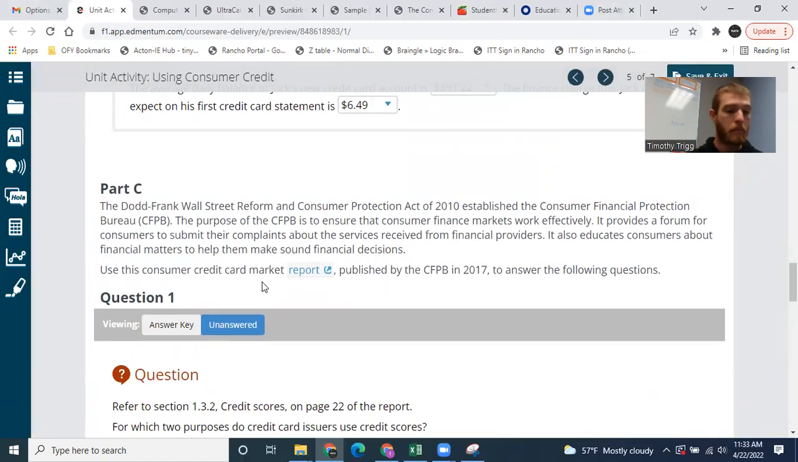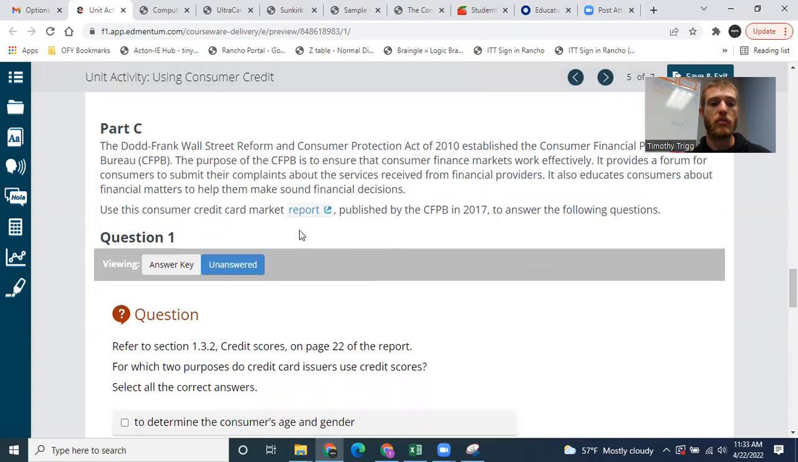Okay. Part C. The Dodd-Frank Wall Street Reform and Consumer Protection Act of 2010 established the Consumer Financial Protection Bureau, the CFPB. The purpose of the CFPB is to ensure that consumer finance markets work effectively. It provides a forum for consumers to submit their complaints about the service received from financial providers. It also educates consumers about financial matters to help them make sound financial decisions.